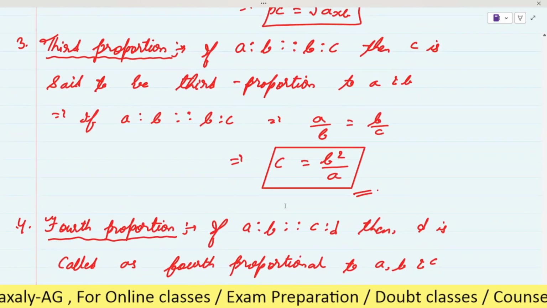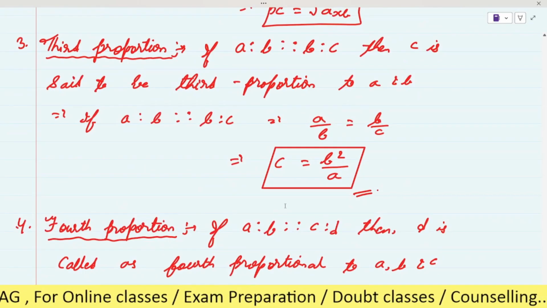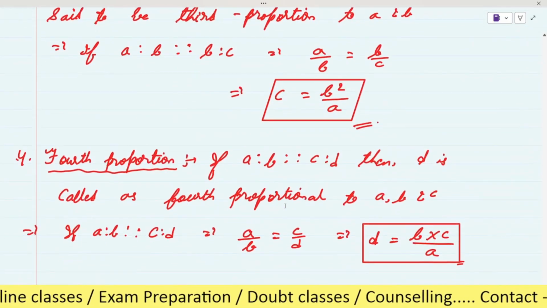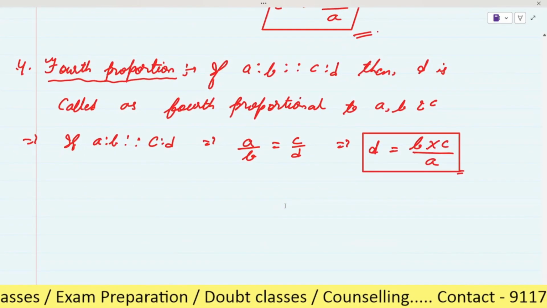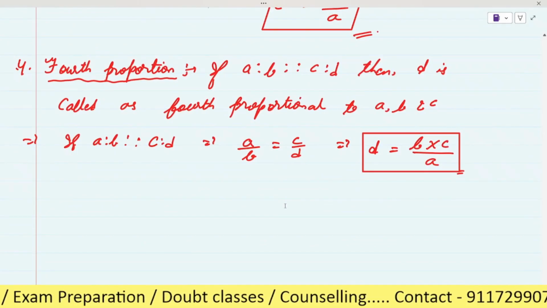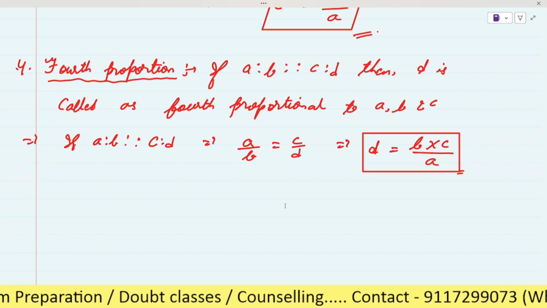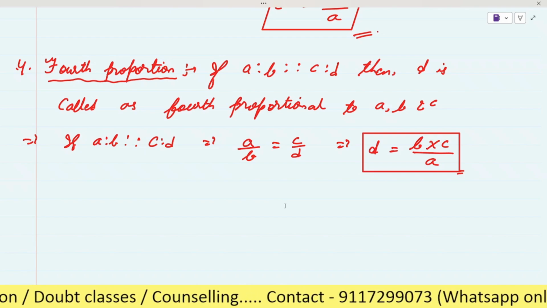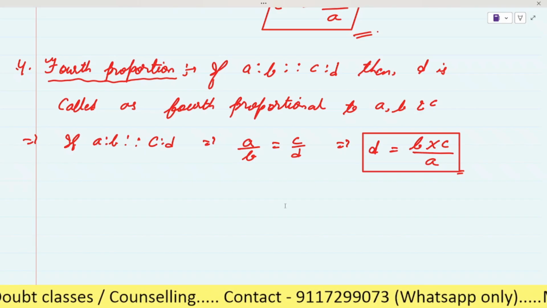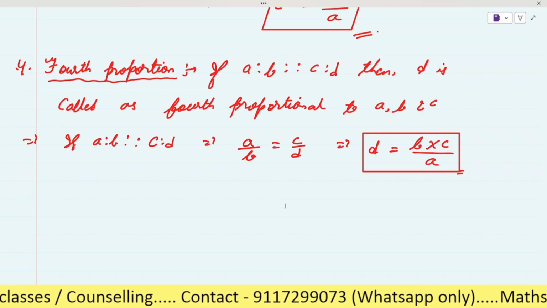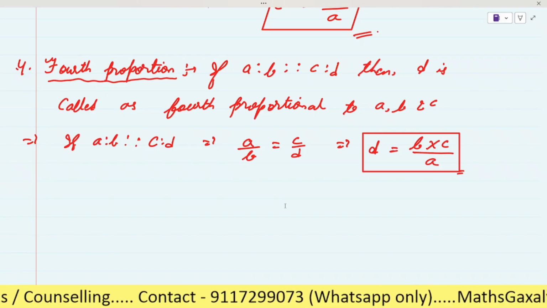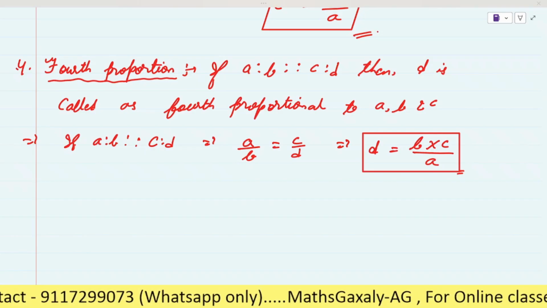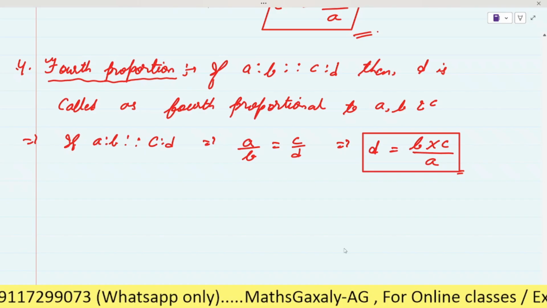If you forget the formula, you can go by the concepts. Write it in the format A is to B is proportional to B is to C, or A is to B is proportional to C is to D, and with the concept you can create the formula by yourself during the exam also. Is there any doubt? Then please note it down.